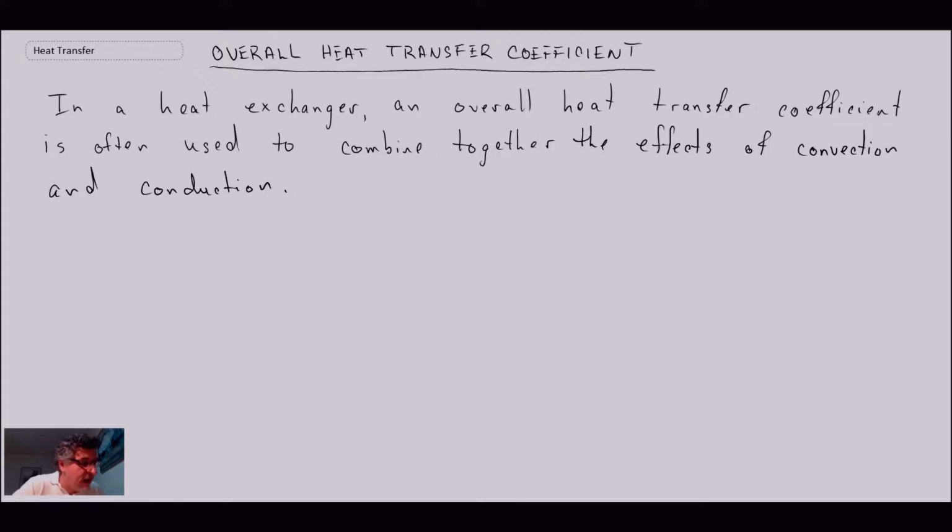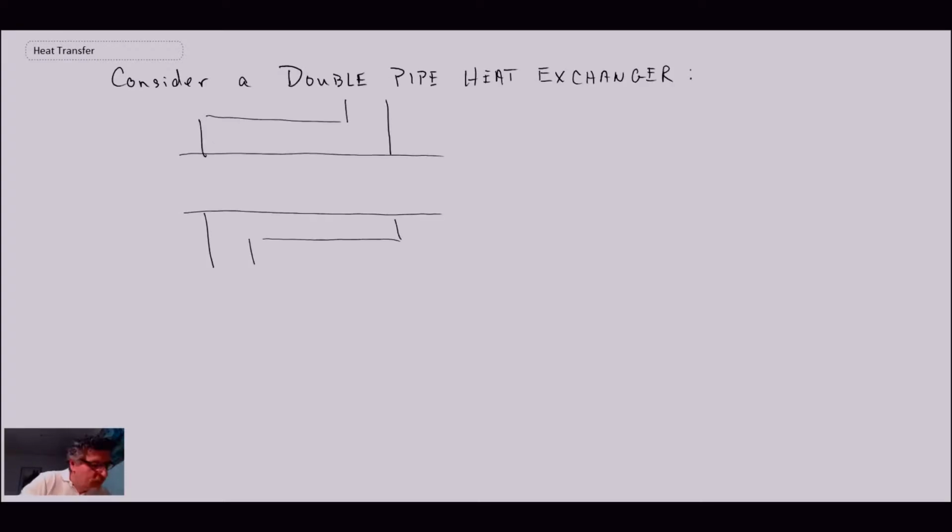which negatively impacts the heat exchange between the two fluid streams. But what we're going to do is derive an expression for the overall heat transfer coefficient. And we're going to begin by looking at a double pipe heat exchanger. So if you recall, this would be a parallel flow configuration.